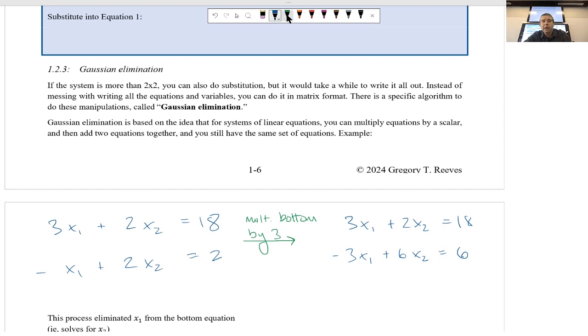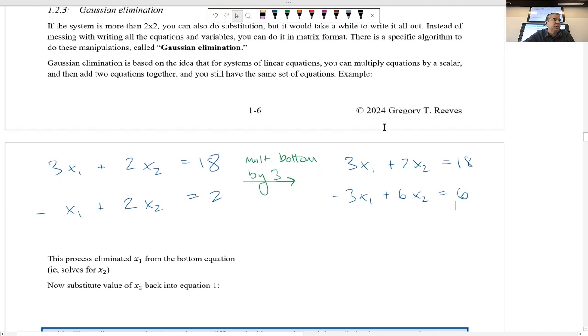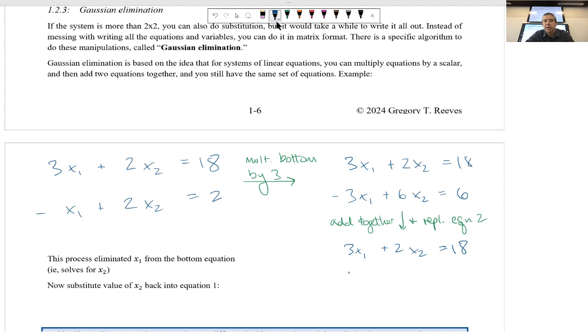And now I can also do another linear operation, also known as a row operation, and I'm going to add them together and replace equation 2. So I'm going to add these two equations together to give me a third equation, but I can't really have three equations. So I'm going to take that third equation and replace equation 2 with it. So equation 1 stays unaffected, 3x1 plus 2x2 equals 18. And now I'm going to add these two equations together and write the result here, 0x1 plus 8x2 equals 24.